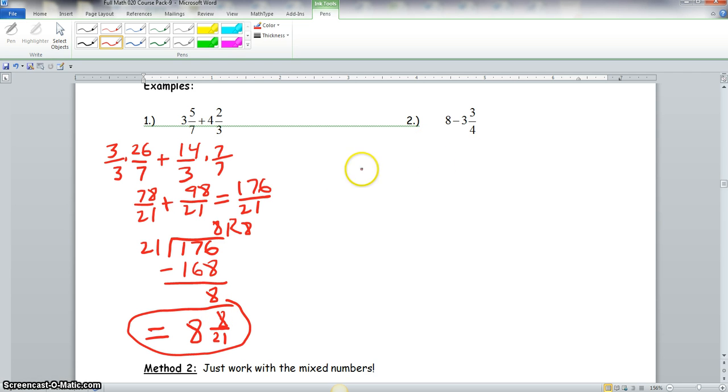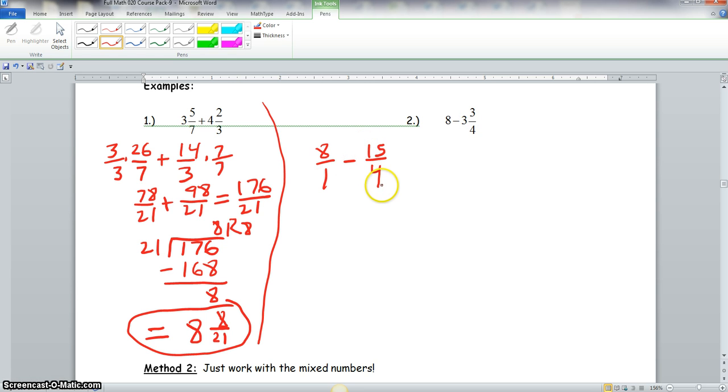Now we go here to number 2. Now we had 8 minus 3 and 3/4. So what we would need to do here is this: I will put this 8 over 1 minus 3 and 3/4. We know our denominator here would be 4. 3 times 4 is 12, plus 3 is 15.